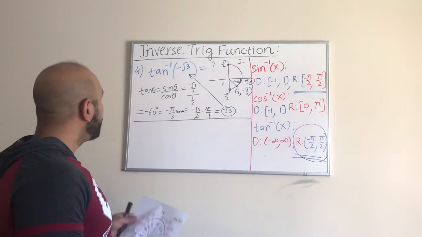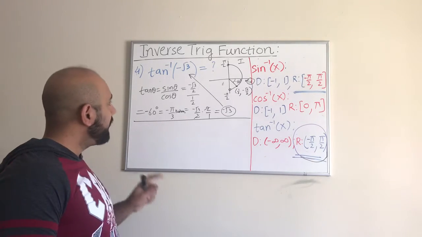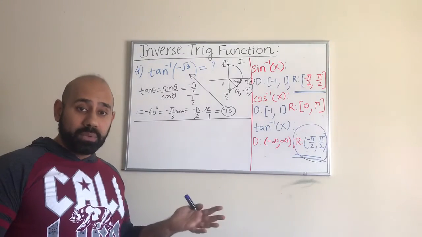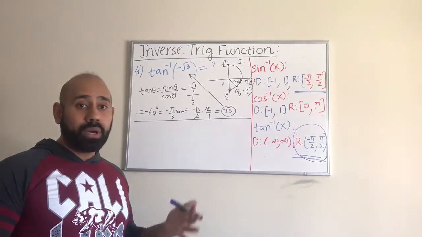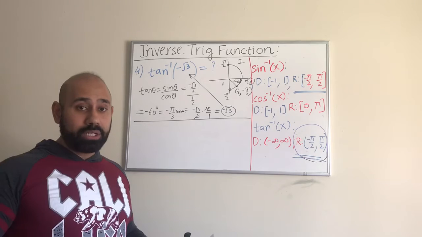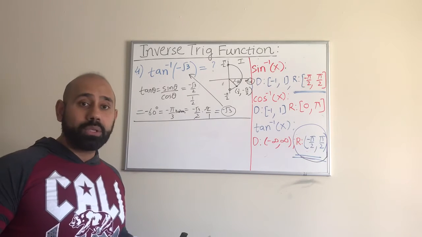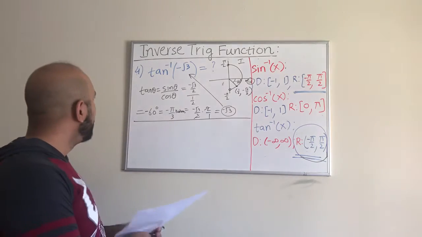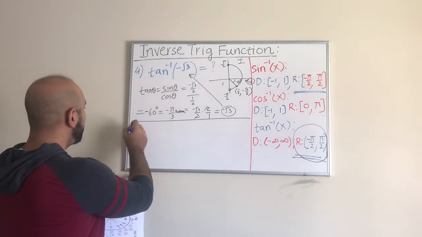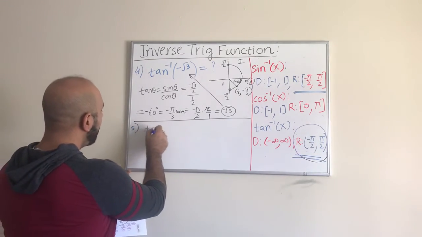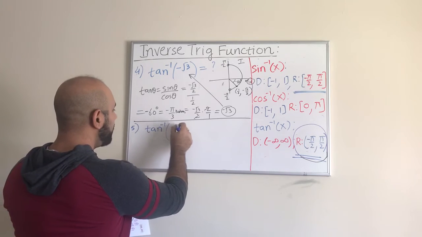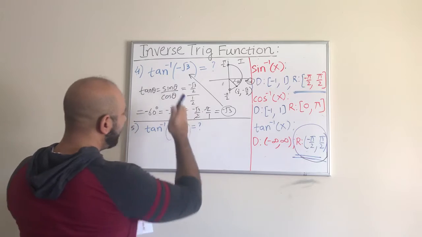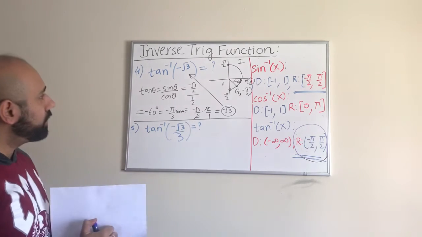Okay. I want to do one more example, and then, guys, we are going to go into some other details about the inverse functions, and finally we're doing all this to get to this point where we can use the idea of the inverse trig functions to solve trig equations. So the other example that I want to do is number 5. I want to see how we can evaluate tangent inverse of negative radical 3 over 3. So guys, this is a little trickier than the previous one, but we are going to make it work.